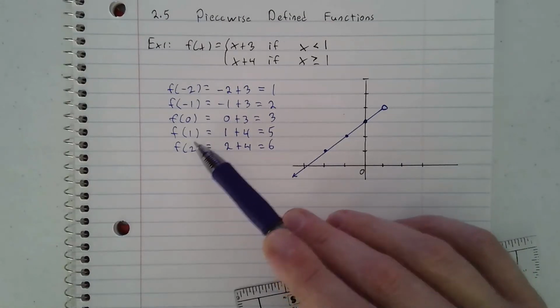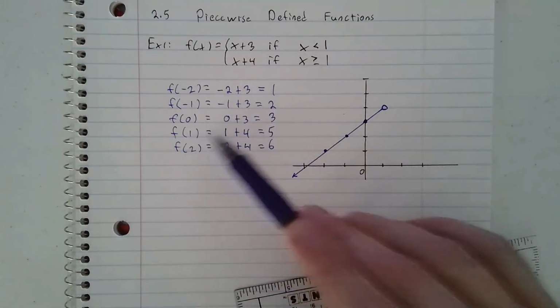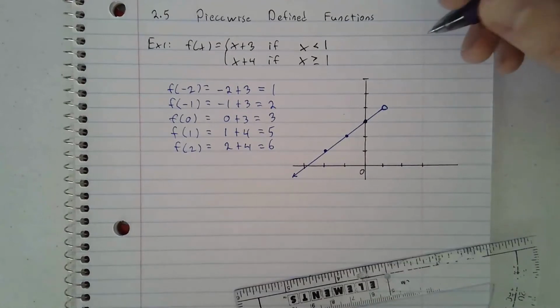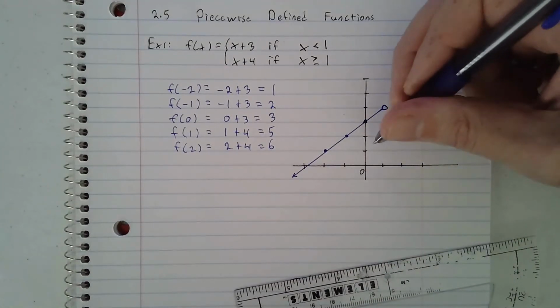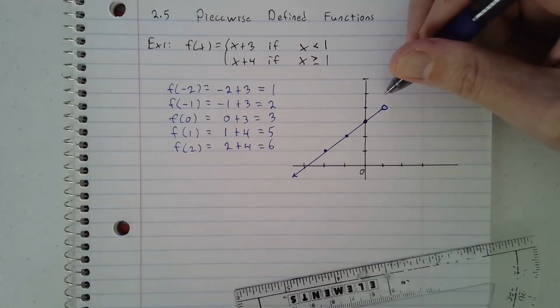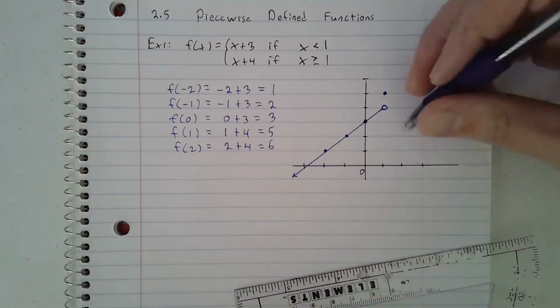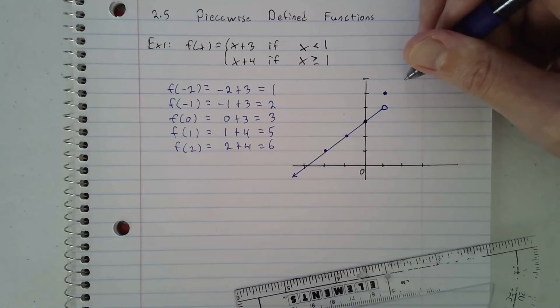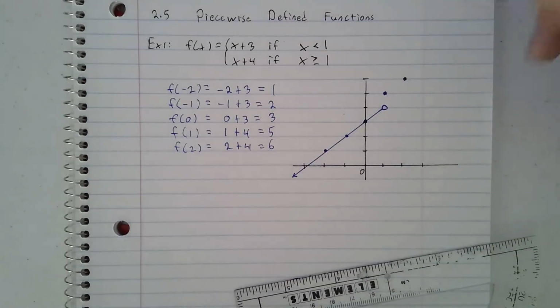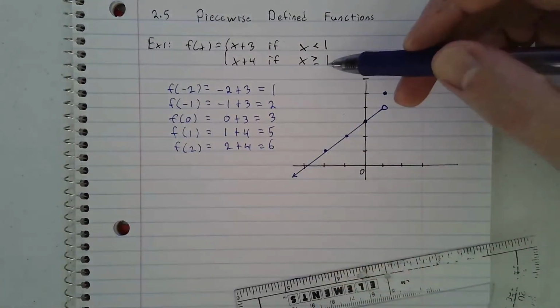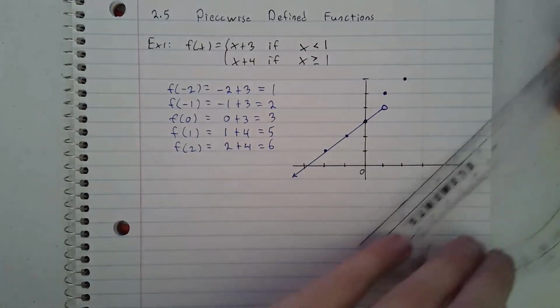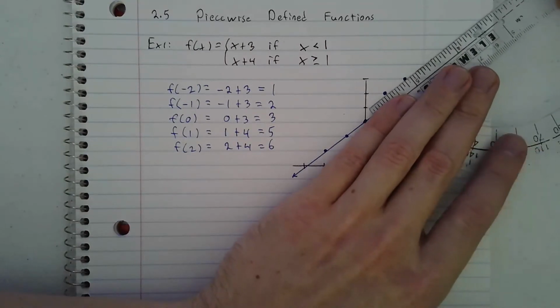So after that, we switch to the second part of the function. We have 1, 5. So that's right here. And then we add 2, 6. So what we get is another linear function, but it's only for x is greater than or equal to 1. So it's only going to go to the right.